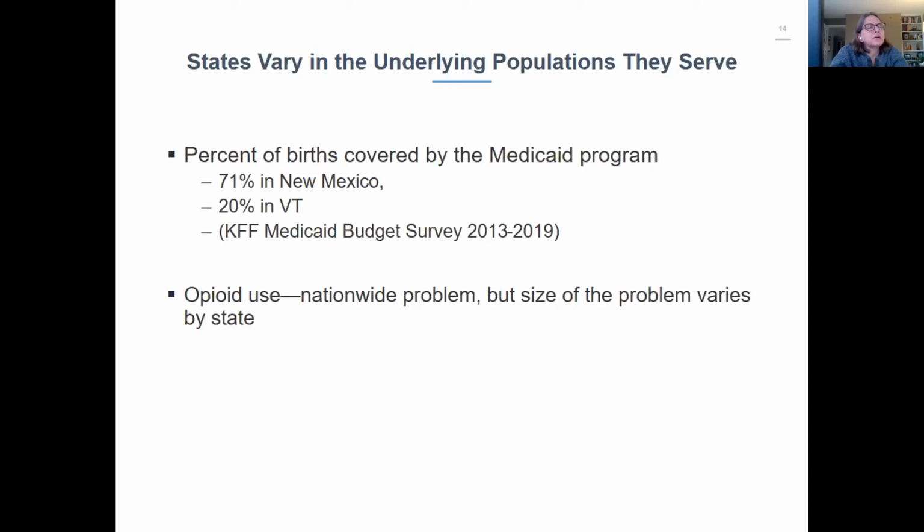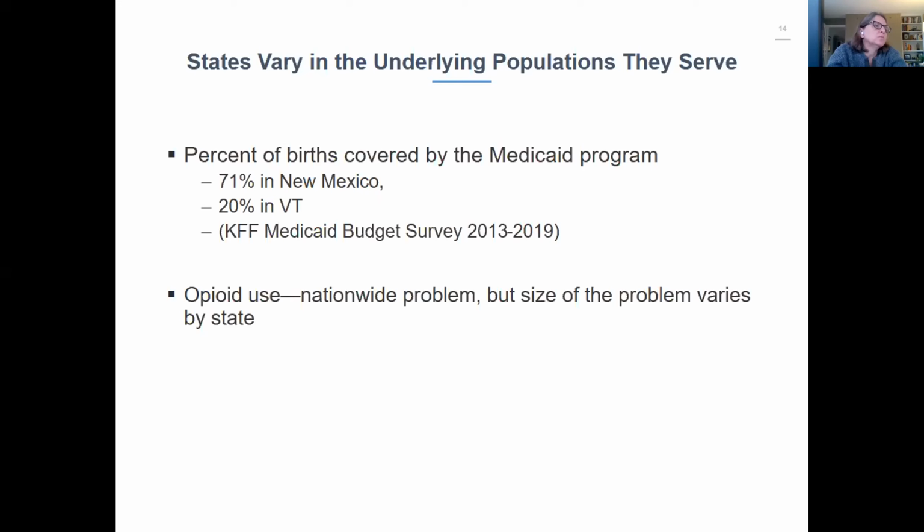States also vary in the underlying populations they serve. For percentage of births, 71% of New Mexico births are covered by the Medicaid program and 20% in Vermont. We can ask: is this a reflection of New Mexico's Medicaid program or New Mexico's poverty level? But what it does mean is the utility and the importance of Medicaid in taking care of newborns is going to vary dramatically across states. And so as we talk about the inference that we can draw from these programs, we do need to take this underlying population into account.